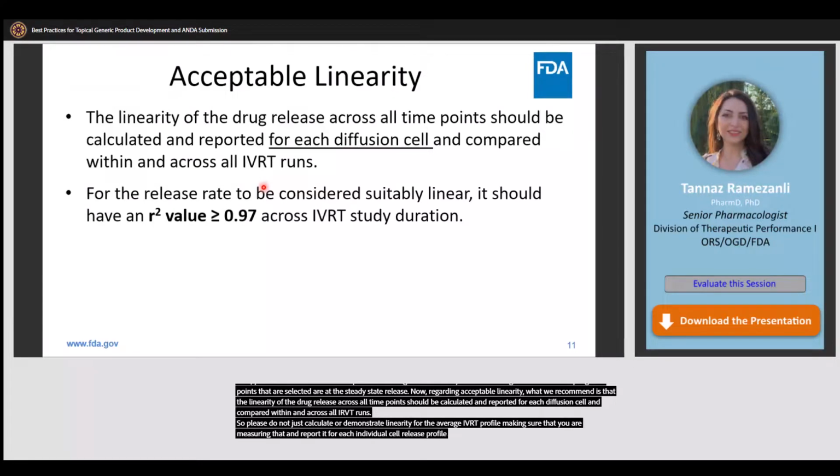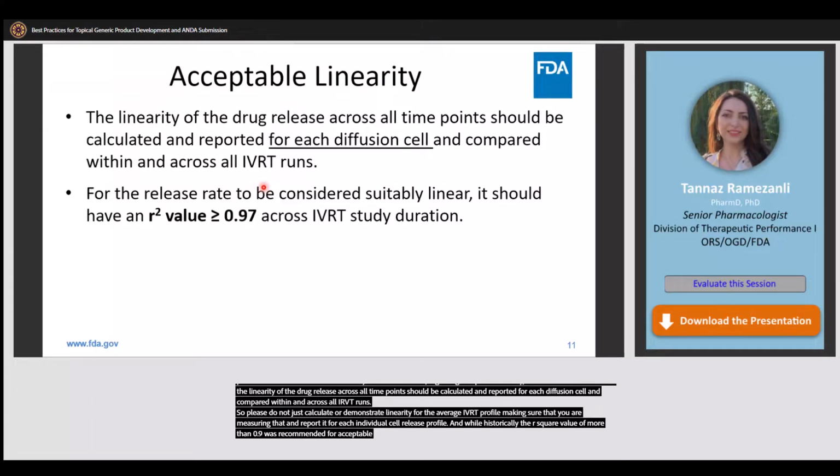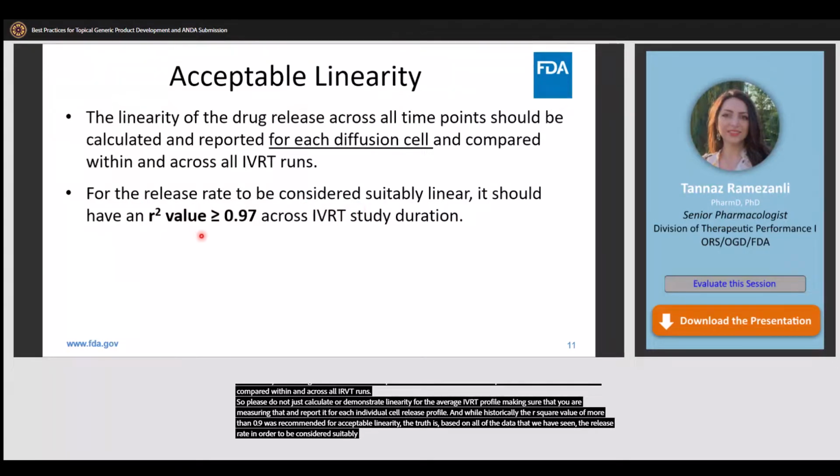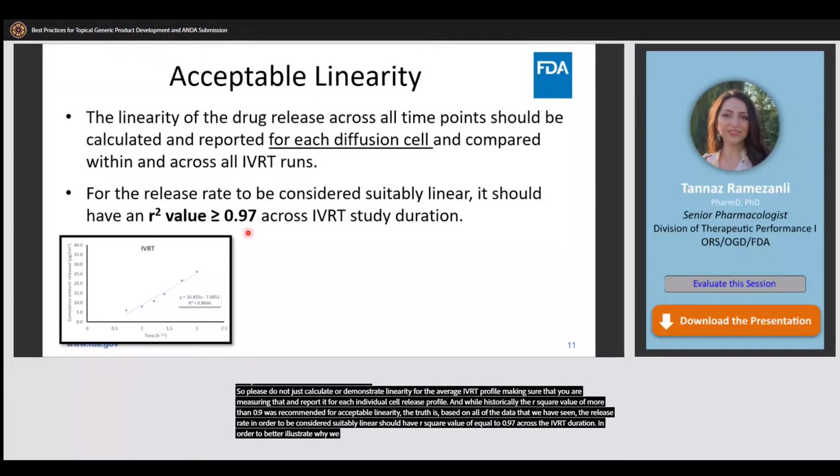And while historically an R-square value of 0.9 or more was recommended for acceptable linearity, the truth is, based on all the data that we have seen, the release rate, in order to be considered suitably linear, should have an R-square value equal to or more than 0.97 across the IVRT duration. And in order to better illustrate why we now recommend a higher R-square value: it's really because R-square may not be a very sensitive criterion to show that you have a suitably linear profile.